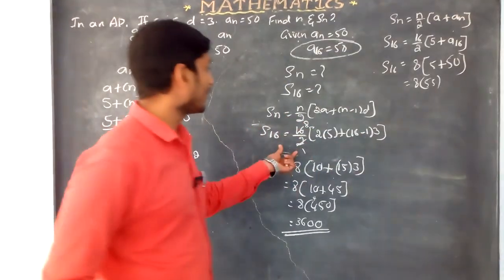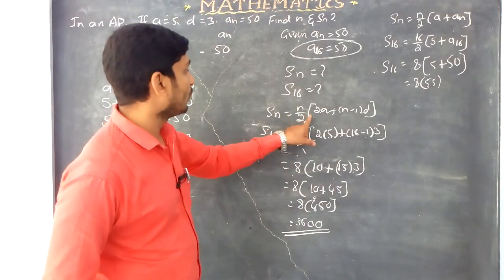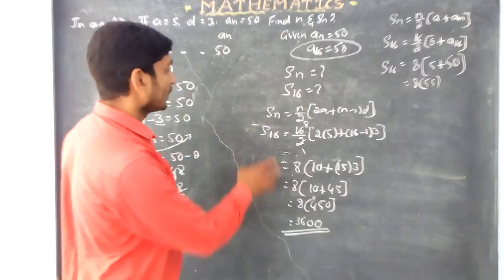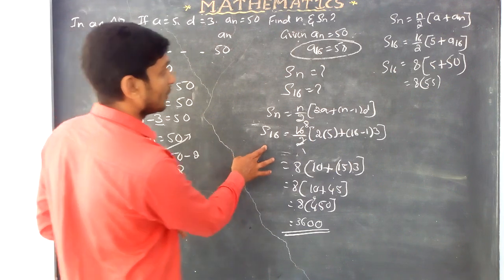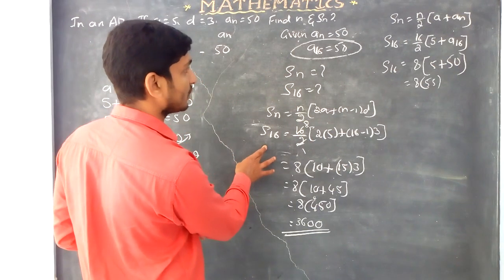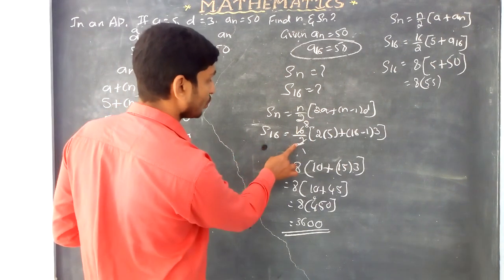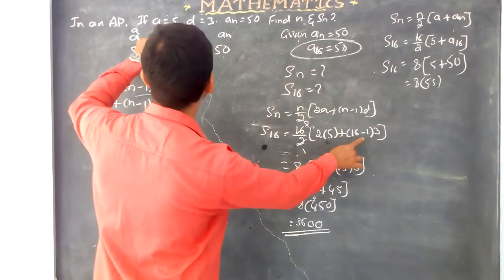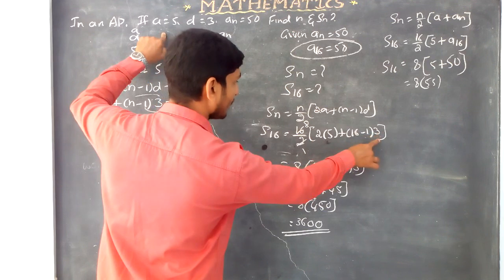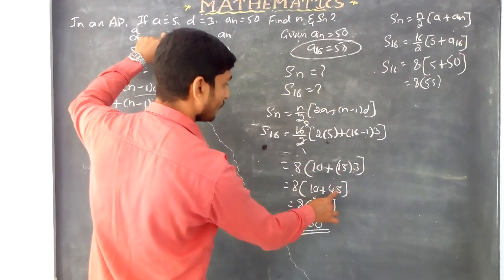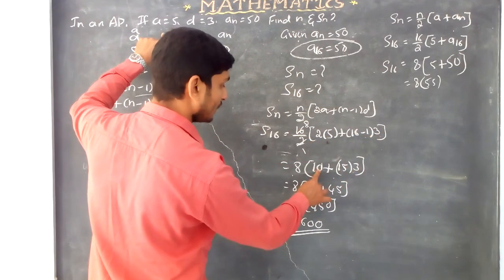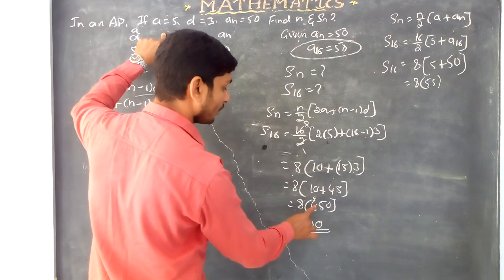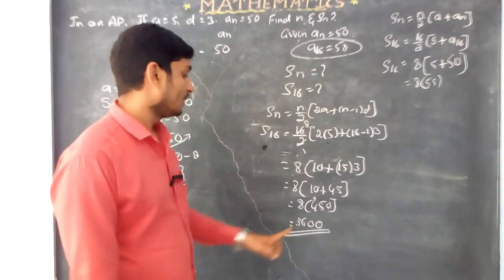Let's see what mistake has happened here. Sn equals n by 2 into (2a plus (n minus 1) into d). That is, we have to find S16. S16 equals n by 2, that means 16 by 2 into (2 into a, a means 5, plus (n minus 1) into d). What is that? 3 into 15 is 45. 2a means 2 fives are 10. 45 plus 10 means 450. Is it right?